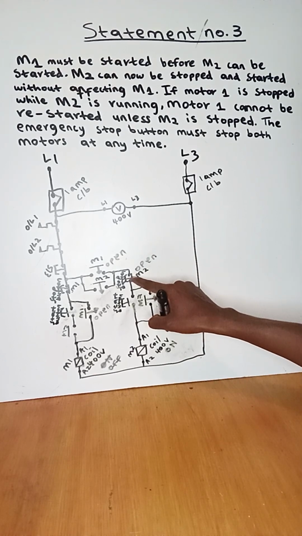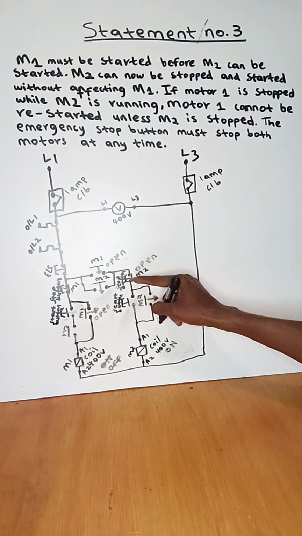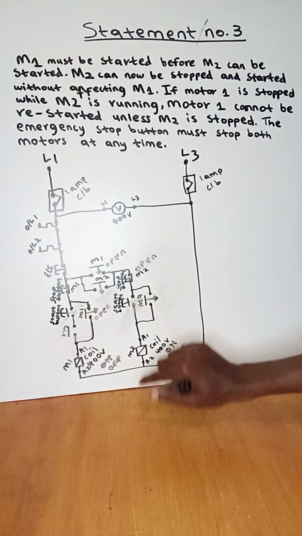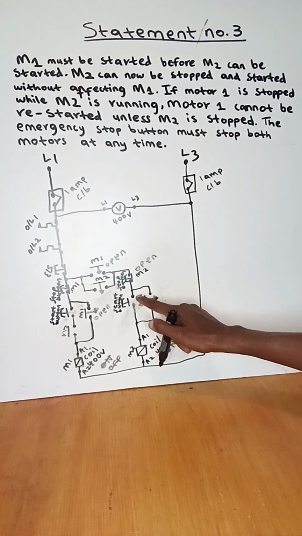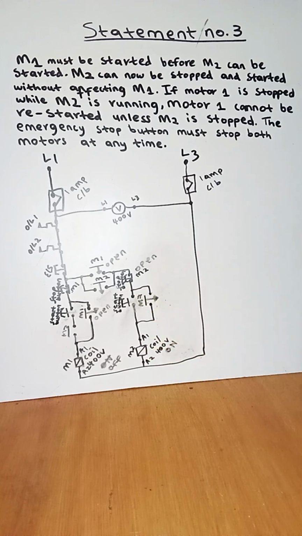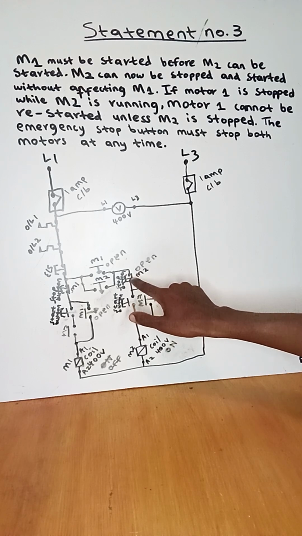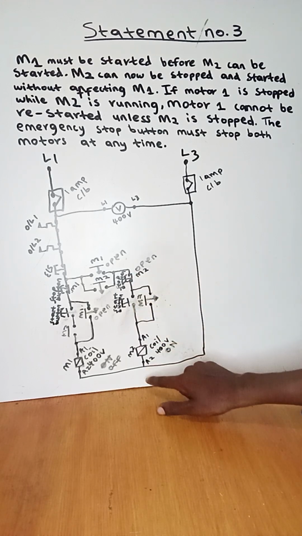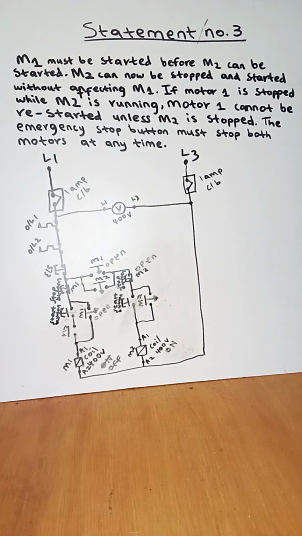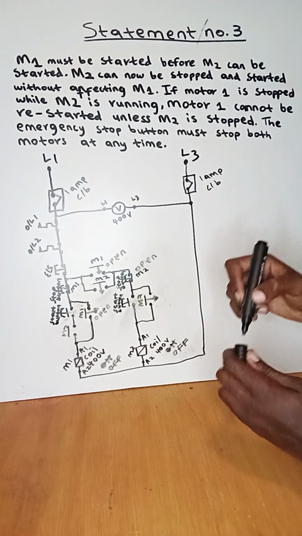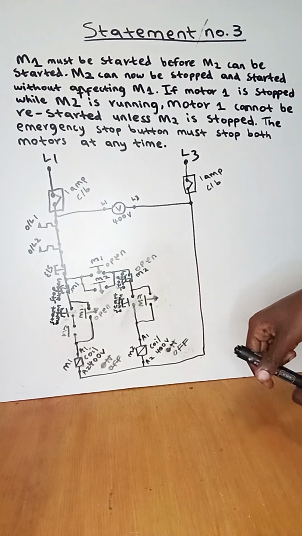When it creates open contacts, everything after the stop button of motor 2 won't get the live current from live 1. So it means right now my coil of motor 2 won't get live 1 because we have a normally open contact here, but will only get live 3. Which means the coil of motor 2 will now be off.